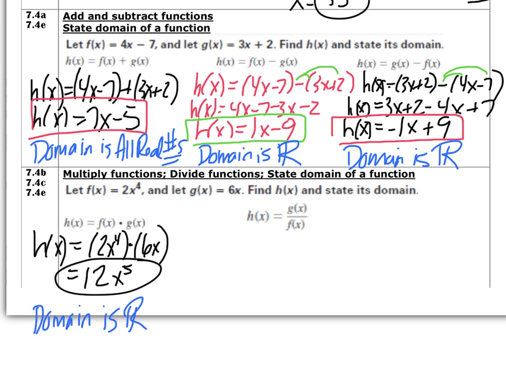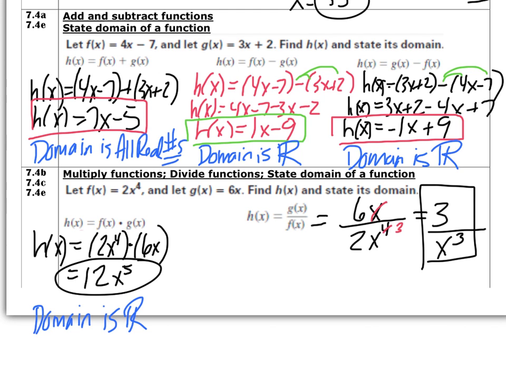This next one here, h of x, is g of x divided by f of x. So g of x is 6x, f of x is 2x to the 4th. Now I can simplify this, be careful. Two numbers need to be simplified. 6 divided by 2 is 3. And what I can do here, this x can be crossed off, and then I'm left with 3 down here, so it's x cubed.